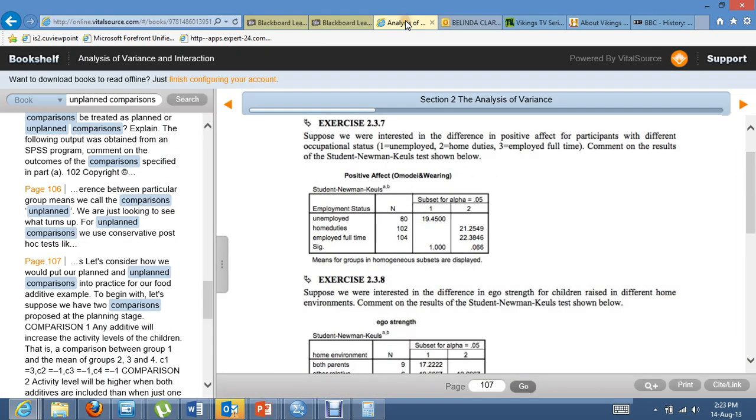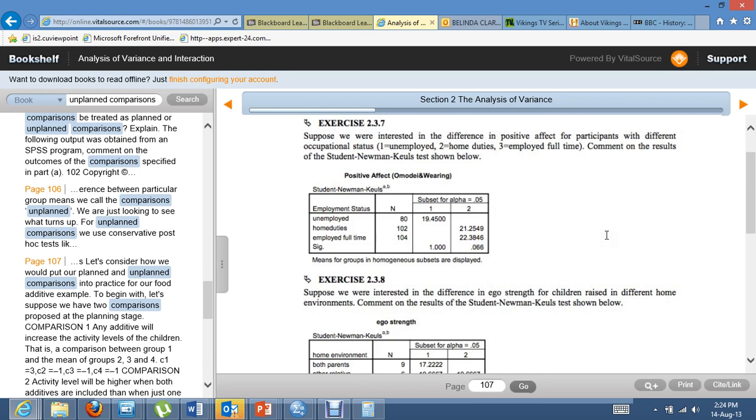Let's have a look. Was it in here? So here's an example. Suppose we were interested in the difference in positive affect for participants with different occupational status. We've got unemployed, home duties, and employed full-time. Here you can see that the unemployed people have their mean positive affect of 19.45 in a different column to the mean positive affect of those doing home duties or who are employed full-time.